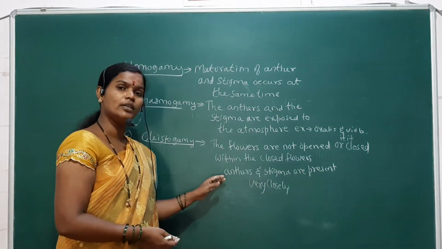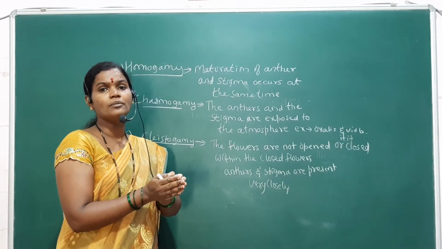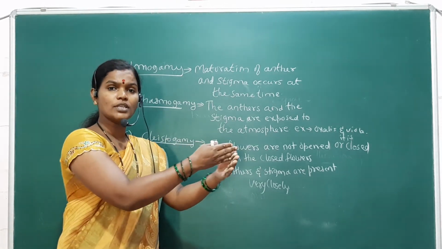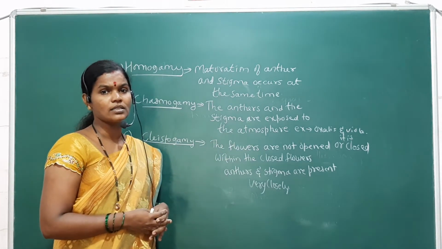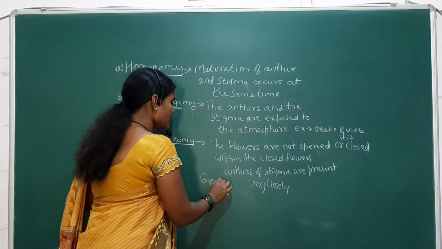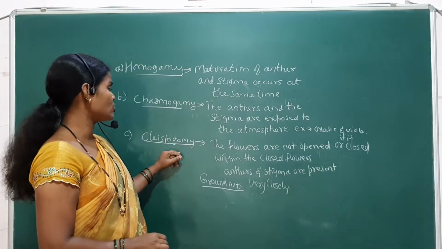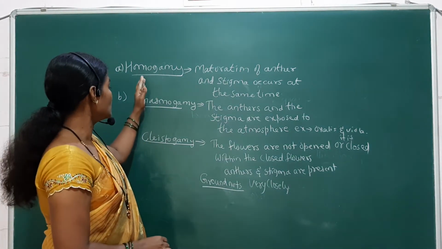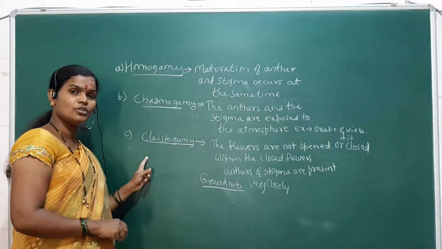Within the closed flower, anthers and stigma are present very close to each other, and whenever the maturation of the pollen grain occurs, they go near to the stigma. Then the self-pollination occurs. The best example we can give is groundnut seeds. Groundnut seeds are the best example for you to understand the cleistogamous condition. Understood? So this is about the three conditions: homogamy, chasmogamy and cleistogamy.